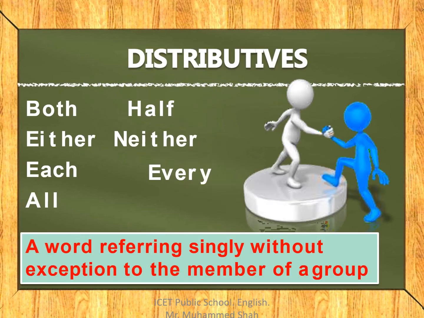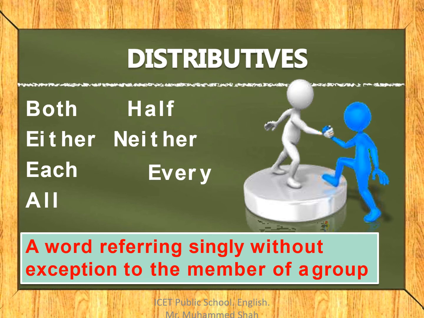Okay, coming back to the topic. Our topic is determiners. One of the classes of determiners is distributives. Distributives are words that refer singly, without exception, to the members of a group. Examples: both, either, each, all, half, neither, every. These are the example words for distributives.